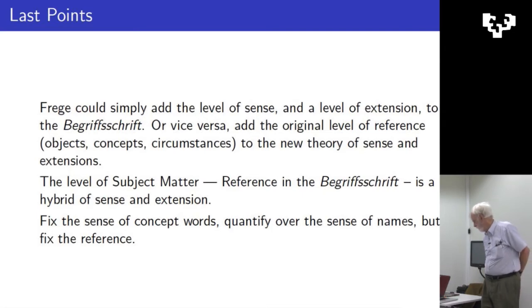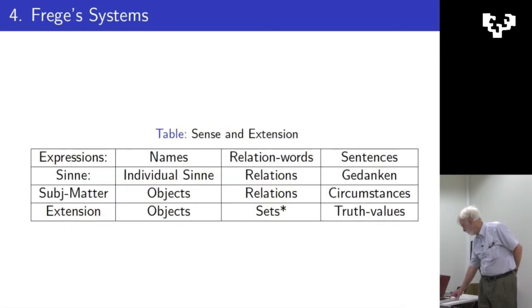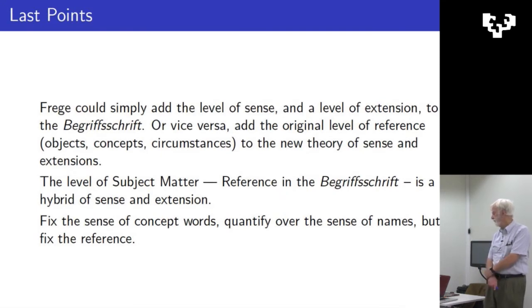Now, one final point. I think it's the last point. No, it's not the last point. Well, it's almost the last point. Frege could simply have added the level of sense to the Begriffsschrift. It would have made perfectly good sense from my perspective, which I call the reflexive referential theory or the critical referentialist theory. Do I have any other names for it so far? Yeah. The distinction between the proposition created and the proposition expressed.